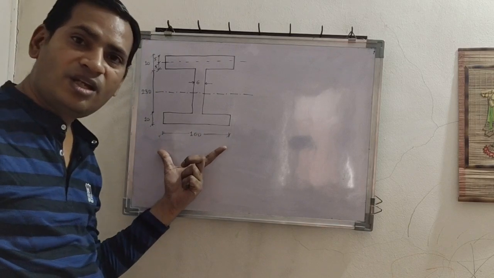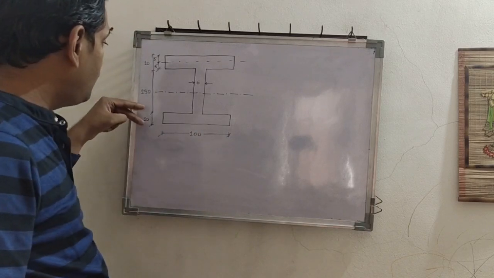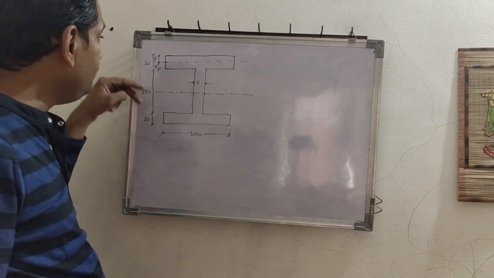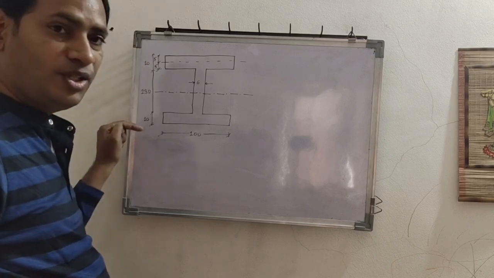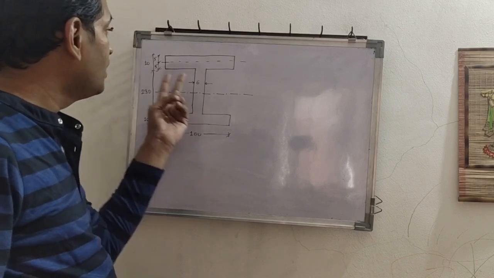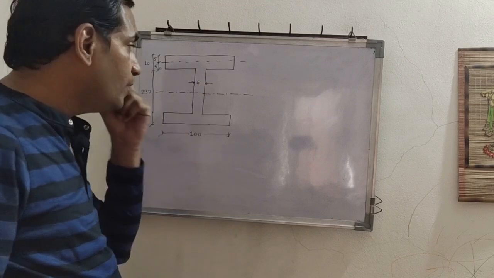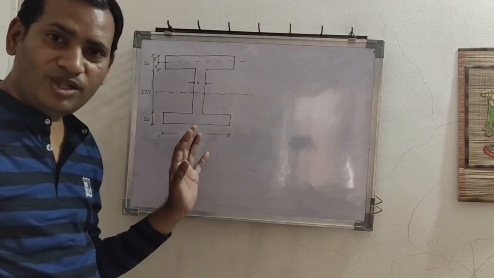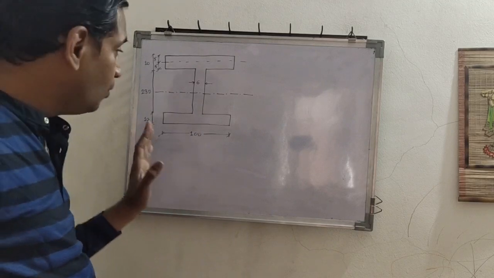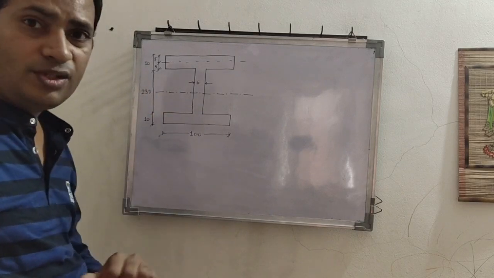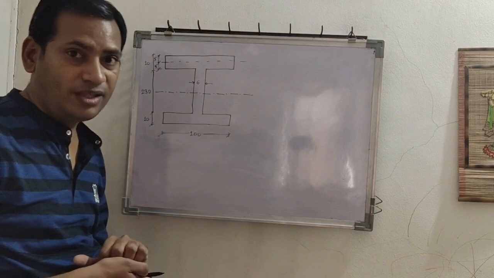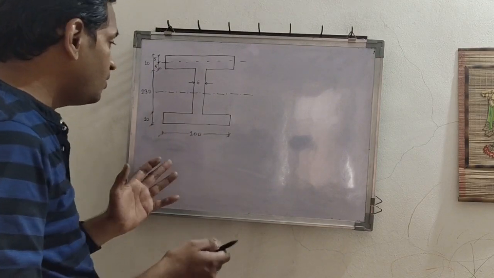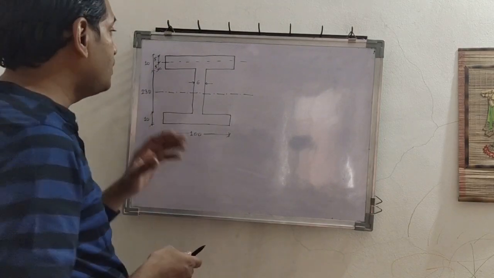Width of flange is 100 mm, depth of flange is 10 mm and overall depth of the section is 250 mm. Width of web is 6 mm. Now since the section is symmetric, we know that elastic neutral axis coincides with plastic neutral axis. So we shall start with our procedure for finding out shape factor.